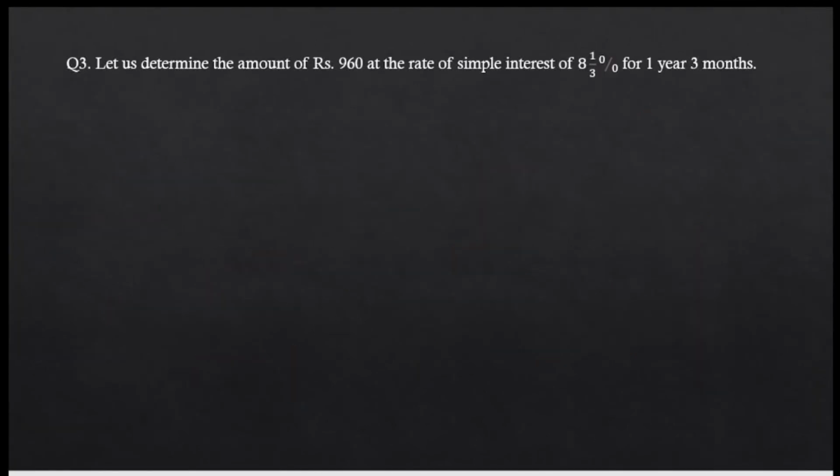The third question is, let us determine the amount on rupees 960 at the rate of simple interest of 8 1/3% for 1 year 3 months. So in this question we have to determine the amount. We know amount is principal plus interest. Rupees 960 is my principal, at the rate of 8 1/3%. Simplifying this rate, it will become 25 by 3%, and the time period is 1 year 3 months.